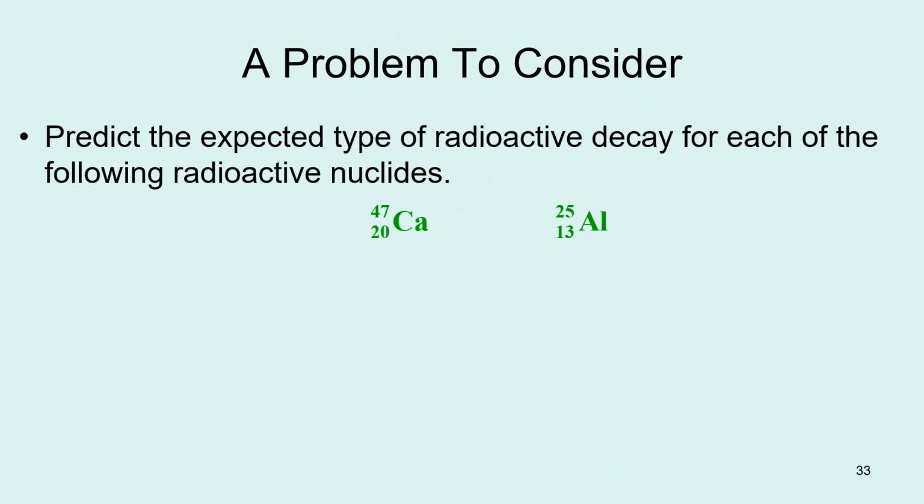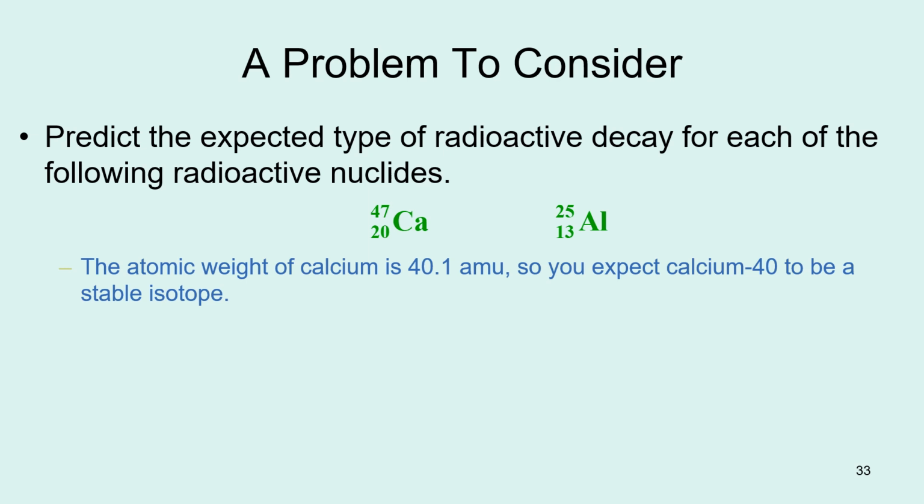So let's predict the expected radioactive decay for each of the following radioactive nuclides. I'll do calcium-47 first. The best way to do it is just to compare to the average atomic weight. The average atomic weight for calcium is 40. That tells you the most common isotope, this is not an exact method, but it's what we're going to do. So we expect calcium-40 to be very stable.